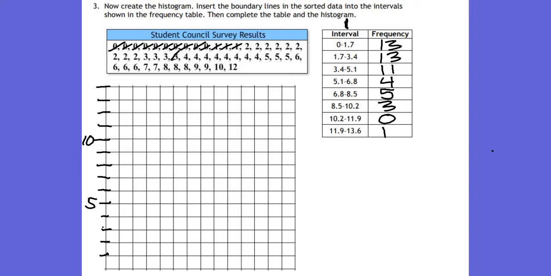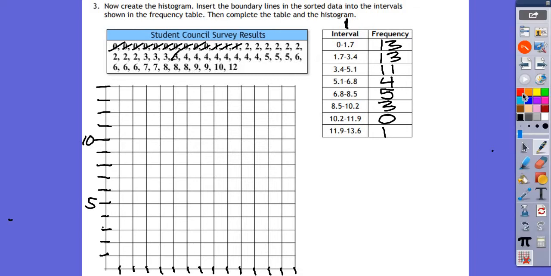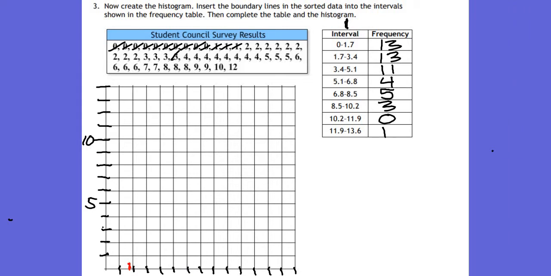Now this bottom part is going by intervals. I'm going to count by ones here. But my first interval starts at 0 and goes to 1.7. Well, here's 1.7, I would say is about right there. So I'm going to have my bar graph.